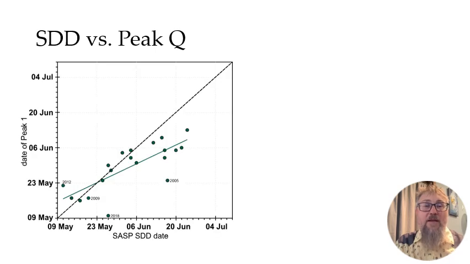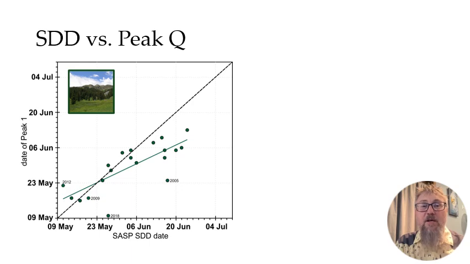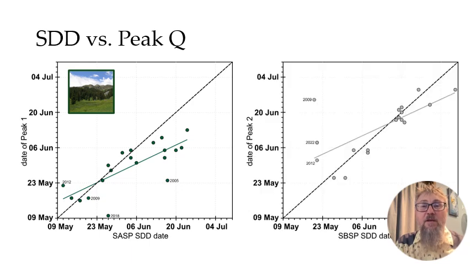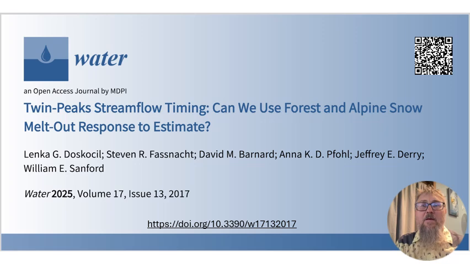When we look at the forested site, we see a relatively good correlation later in the season. The snow disappearance date becomes a little bit later than that first peak. And then when we look at the alpine, there are some outliers, but it looks pretty good. Our paper investigates the timing of the streamflow peaks and how they correspond to the alpine and forest meltout.